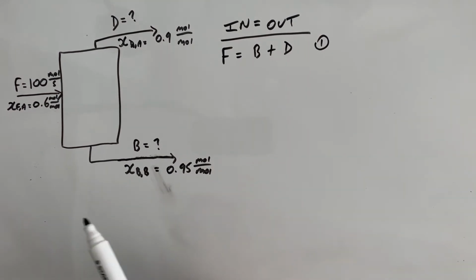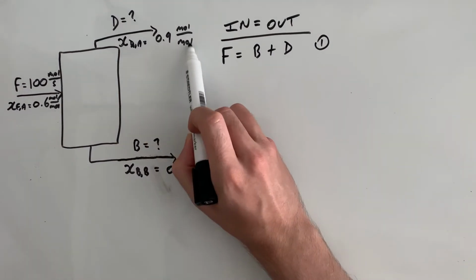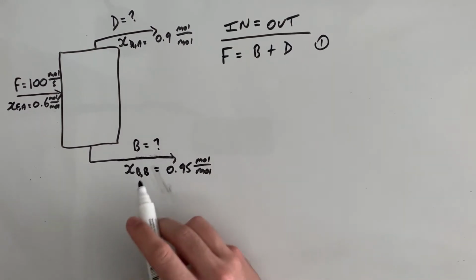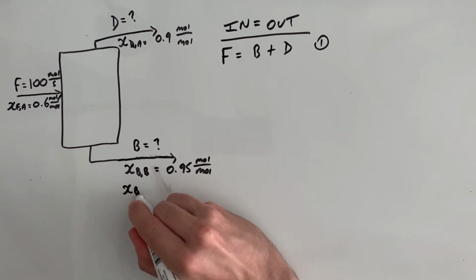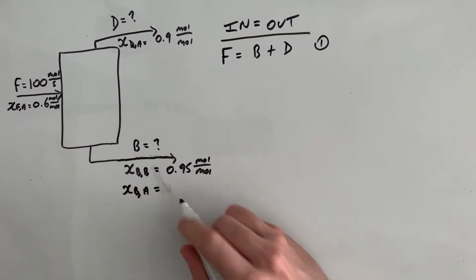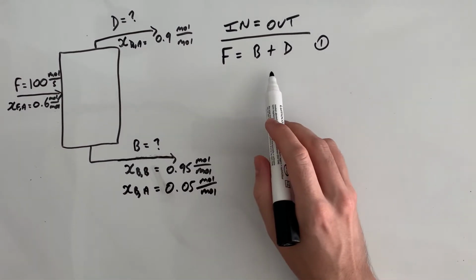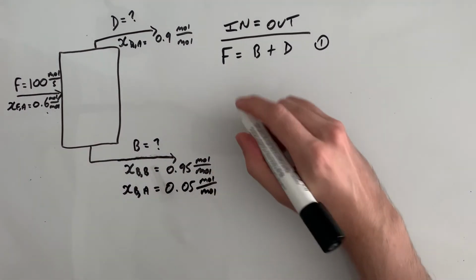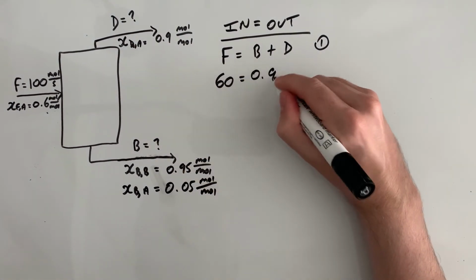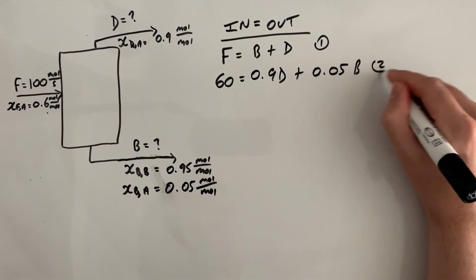Our second equation is going to be the material balance on component A. And we have a 0.6 mole per mole fraction of A coming in, 0.9 mole per mole of A in the distillate, but in the bottoms product we're actually given the mole fraction for B. But recalling what we said in the last video, that means that our mole fraction in the bottom stream, component A, is, because there's only two components in our system, 1 minus this. So it's 0.05 mole per mole. So that means our second equation is 0.6 times 100, which is 60 units of moles per second, equals 0.9D plus 0.05B. And that is our equation 2.